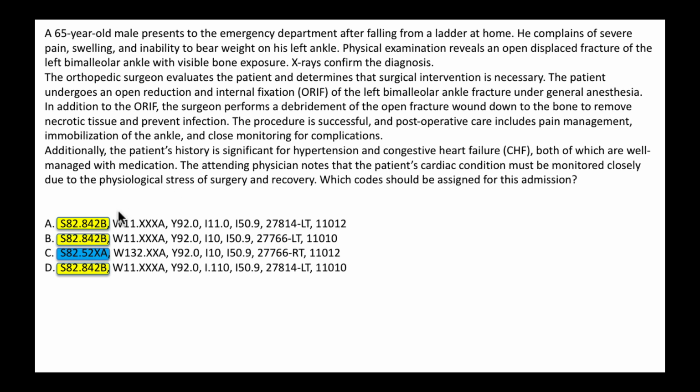Now you have two groups with two different first listed codes, S82.842B and S82.52XA. I want you to pause the video, open your ICD-10 book, volume 1, and look up these two codes to find out what they are about. Please do it now.